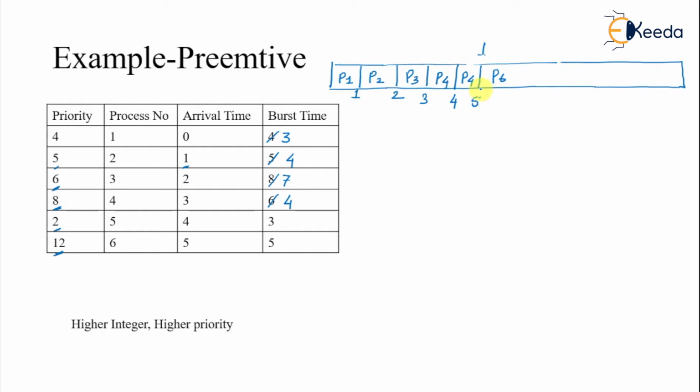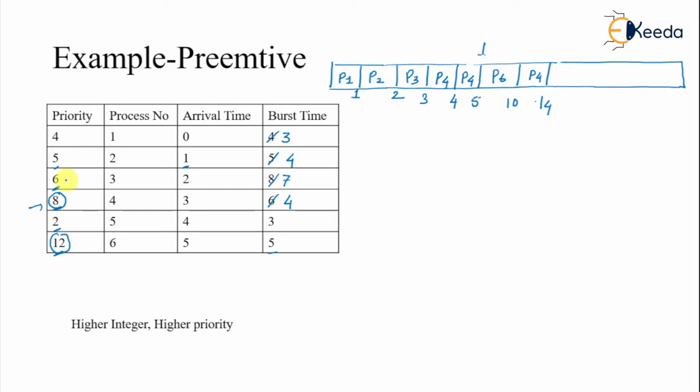Now here is your P6, and we are scheduling it at 5. P6 requires a burst time of 5, so P6 will be scheduled up to 10. Now P6 is done. Among 4, 5, 6, 8 and 2, 8 is the highest priority, which is P4. But notice that for P4 we have already executed 2 instances, only 2 instances remaining. That will make it 14. So now we are done with P6 and P4.